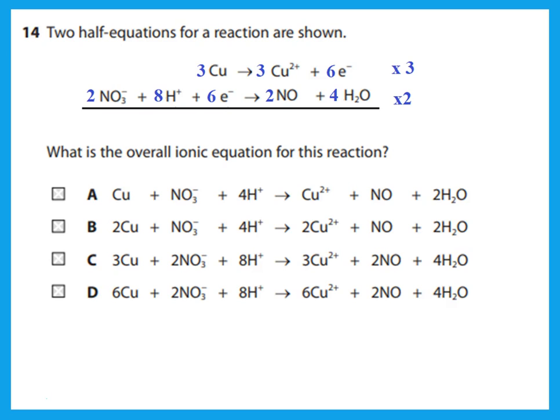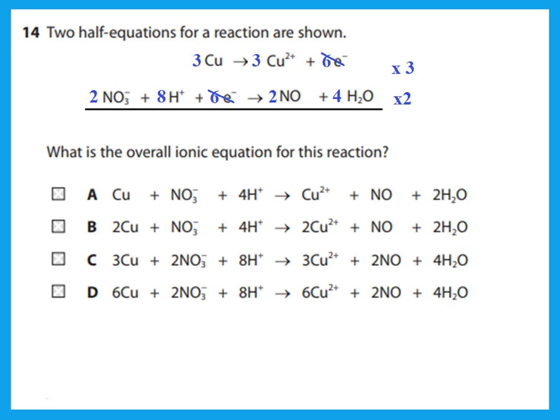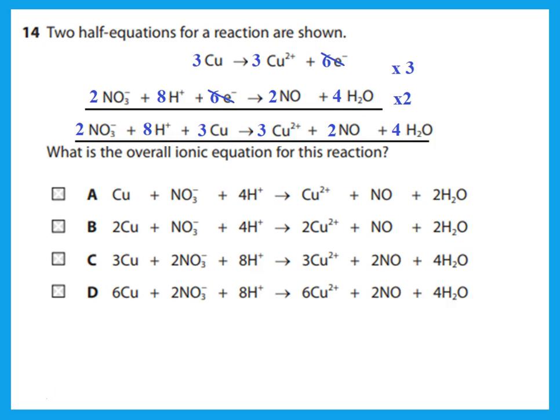Now both of them have 6 electrons, so the electrons can be cancelled, and I write in the overall equation everything that is left before the arrow and everything that is left after the arrow. So this would be your overall ionic equation. So which one is this in the choices? It is C. Can you see that it is C? Okay, so that is how we do the overall ionic equation.